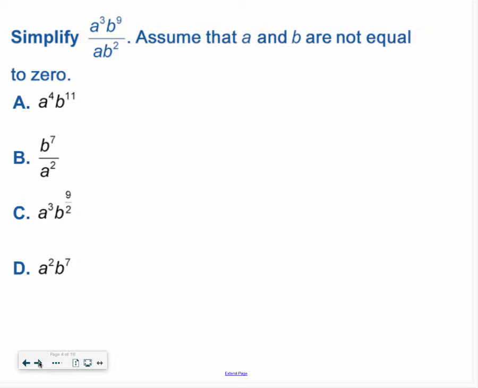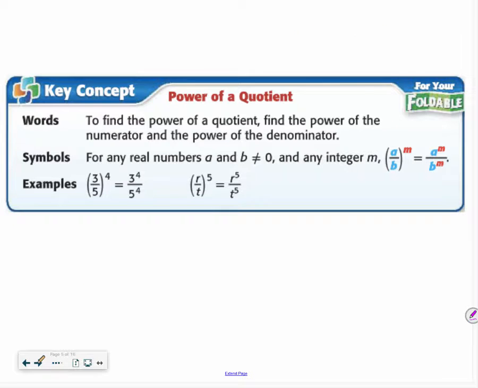Go ahead and try to simplify this expression on your own. Hopefully you decided your final answer was a squared times b to the 7th.